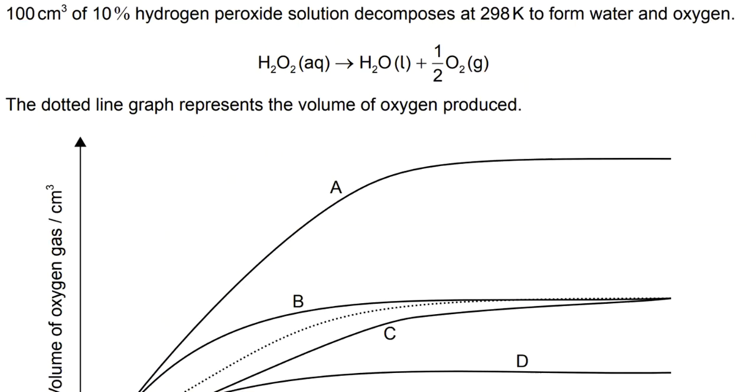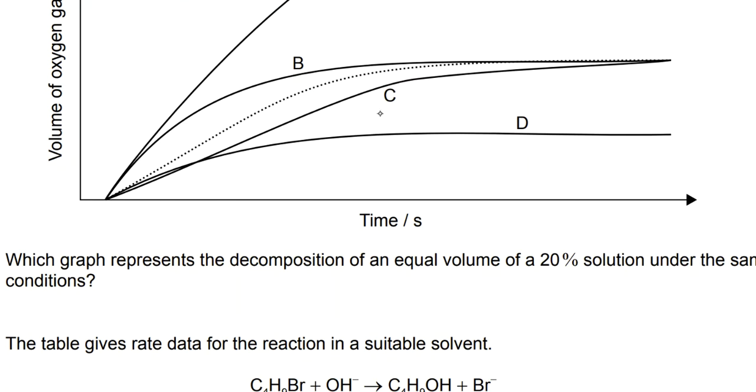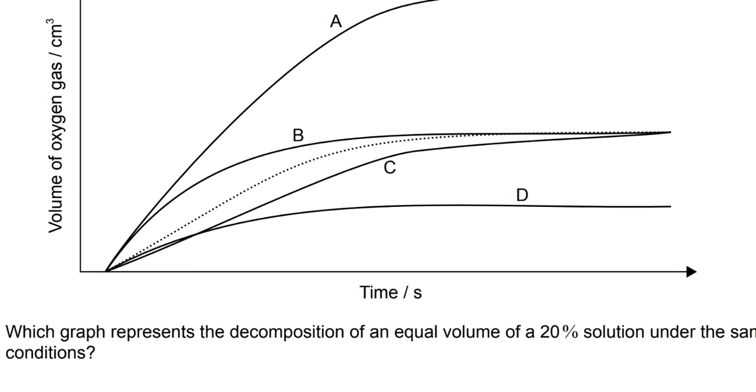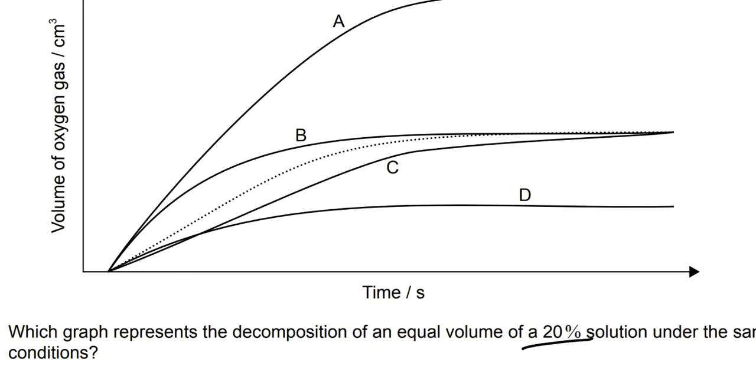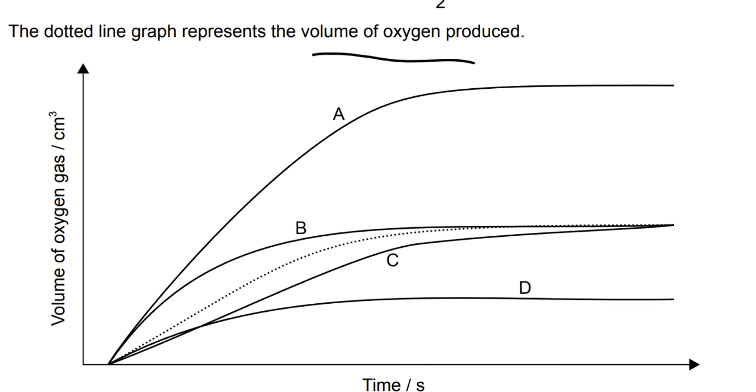100 cubic centimeters of 10% hydrogen peroxide solution decomposes to form water and oxygen. The dotted line represents the volume of oxygen produced against time. Which graph represents the decomposition of an equal volume of 20% solution under the same conditions? So if we have equal volume, that's going to be this much, and a 20% solution would be higher concentration.